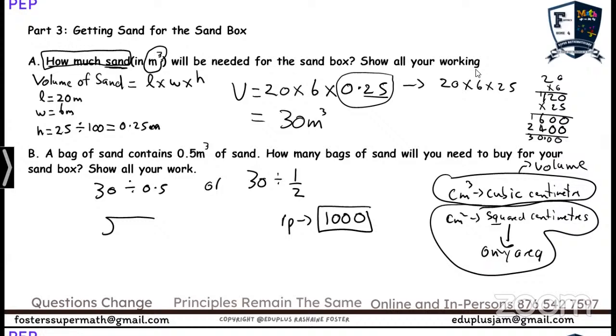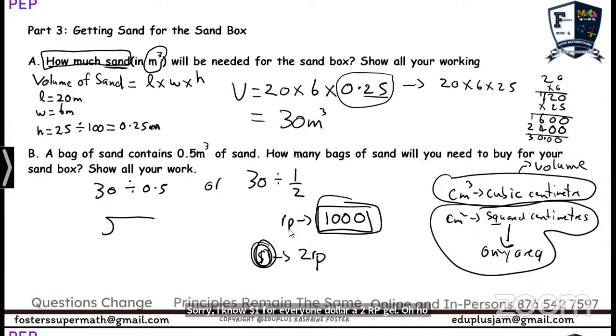Suppose $1 gives you 2 RP. How much money are you going to need if you want to get 1,000 RP? So remember, for every $1, you get 2 RP. How would you have figured out how much money? Which operation would you have used to figure that out?